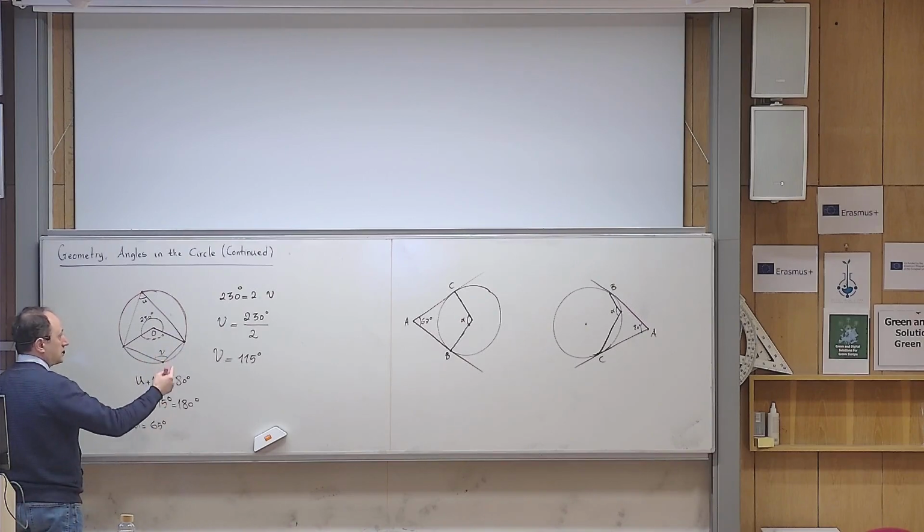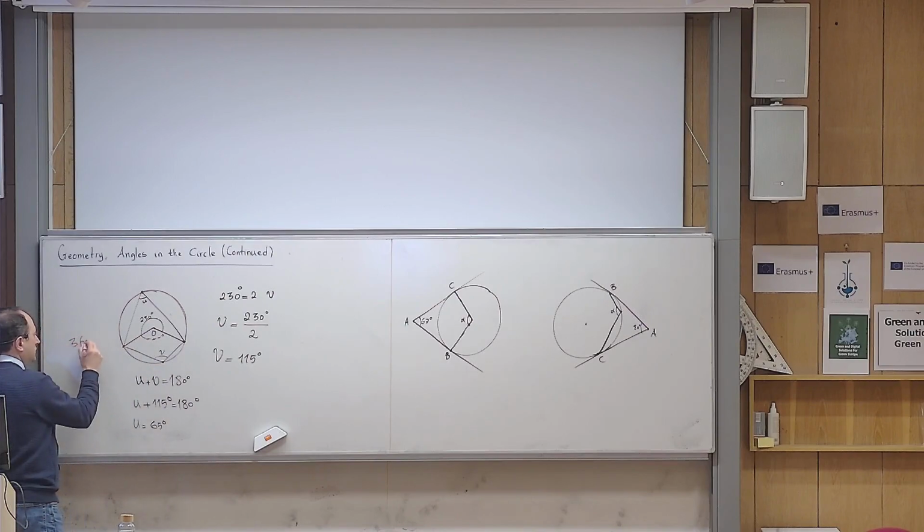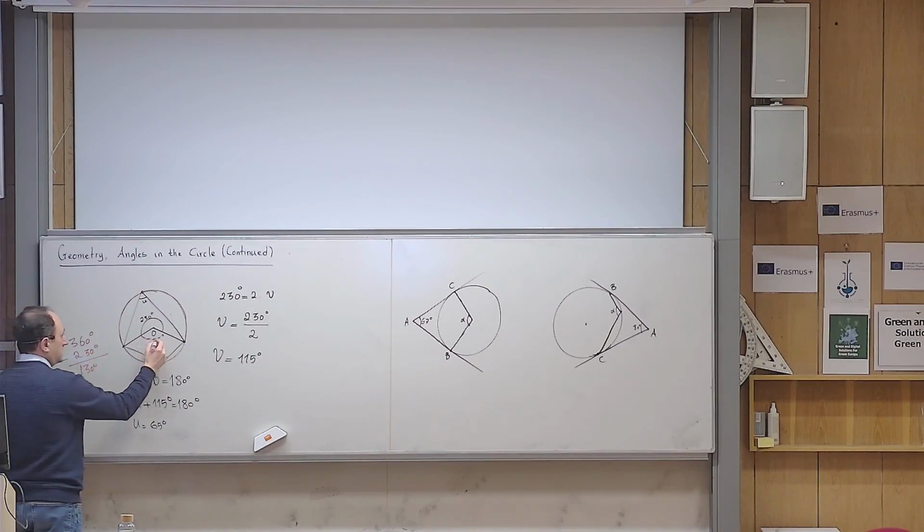It is 360 degrees minus this number. So 360 degrees minus 230 degrees. What is the answer? 130 degrees, yes? So this angle is easy to find.